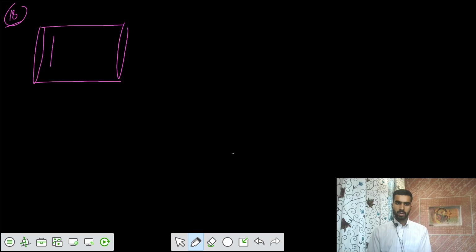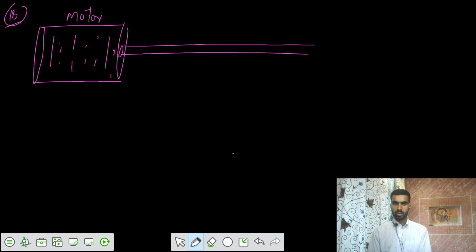So let's take one more problem. That is the final problem for this lecture. Let's call it problem 18. You have a torque, you have this motor, and your shaft is connected to this motor.